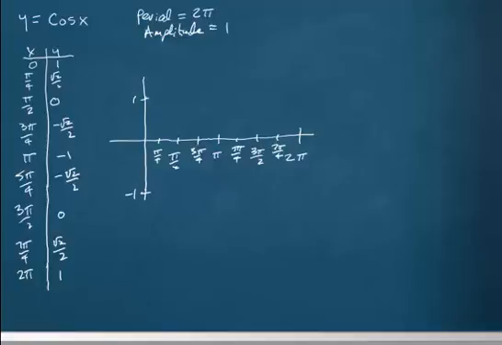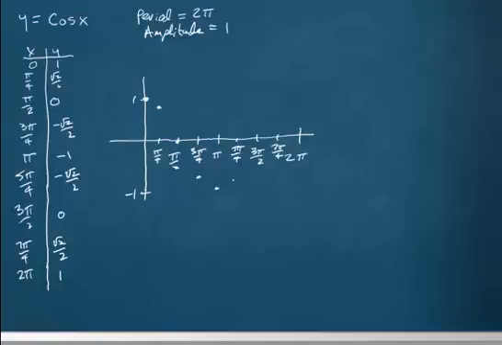And for the cosine function, we start here at 0, 1. And then at pi over 4, we have the square root of 2 over 2, which is roughly 0.707 if we were to estimate that to 3 decimal places. Pi over 2 is 0. 3 pi over 4, we have minus the square root of 2 over 2. At pi, we have minus 1.